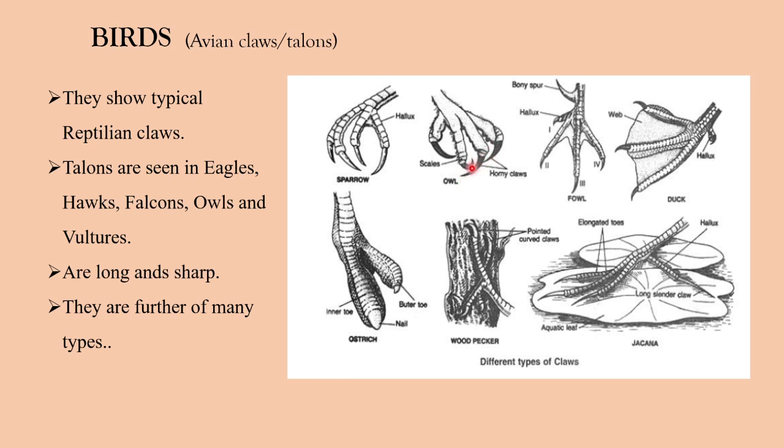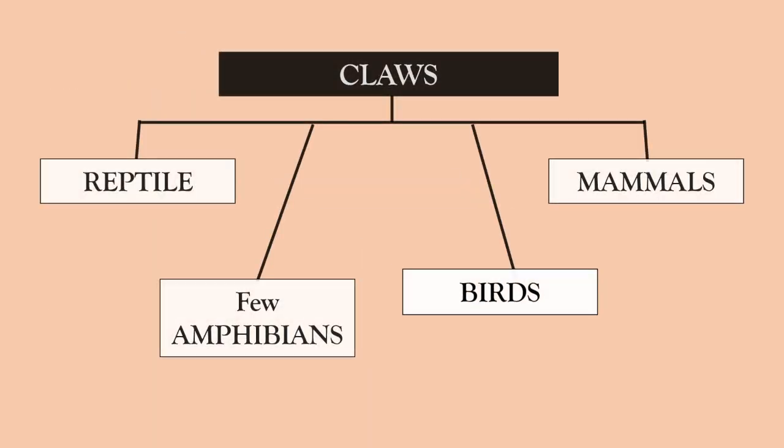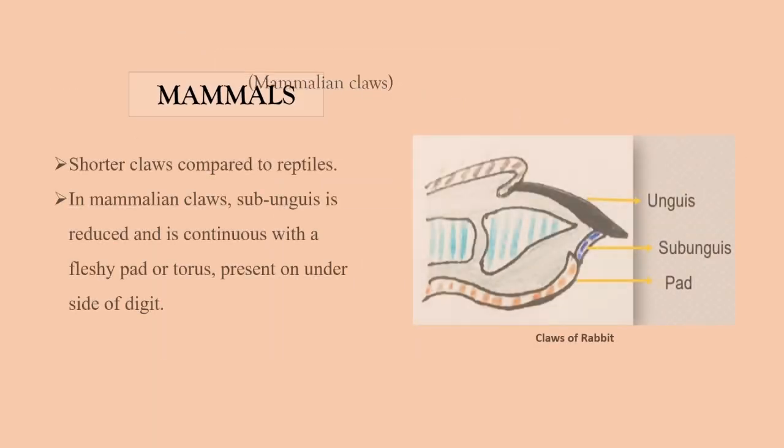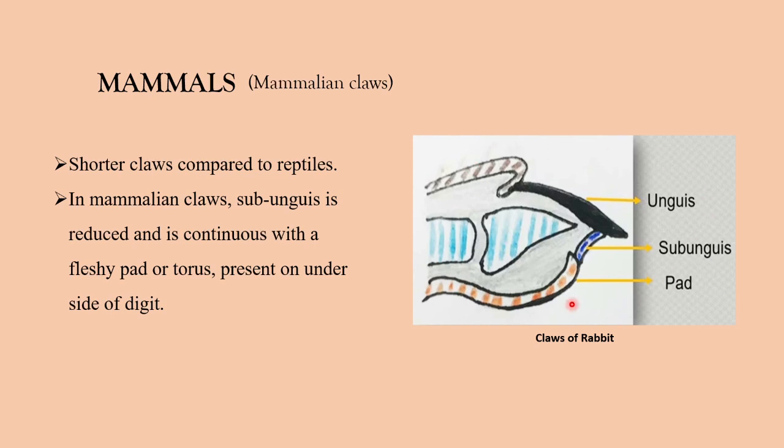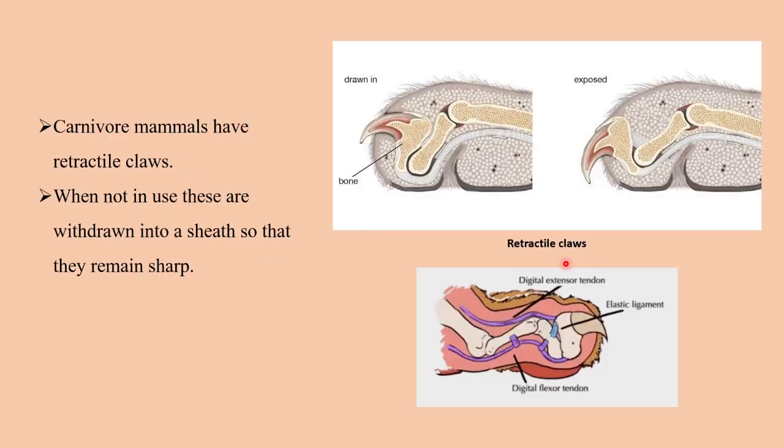Moving further, let's see the claws in mammals. Here the example is a rabbit. The claws are shorter than those of reptiles and birds. Here we can see that the unguis is covering the subunguis, and this subunguis is very much reduced and is continuous with a fleshy pad. This pad is also known as the torus, which is present under the digit. In the next slide, we will see the claws in carnivorous mammals.